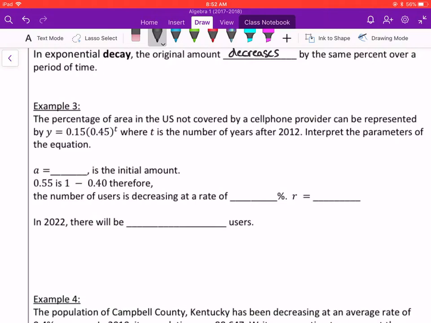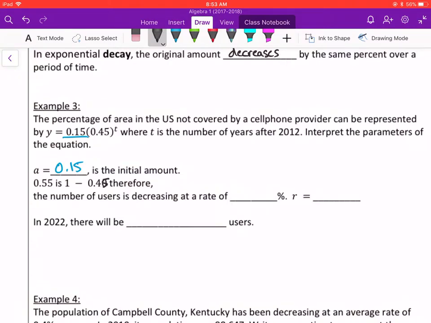The percentage of area in the U.S. not covered by a cell phone provider can be represented by the equation y equals 0.15, in parentheses 0.45 to the t, where t is the number of years after 2012. Interpret the parameters of the equation. So our initial value, your a, we know is going to be 0.15. All right, always a number in front. And over here, your rate is 0.55 because 1 minus 0.45.